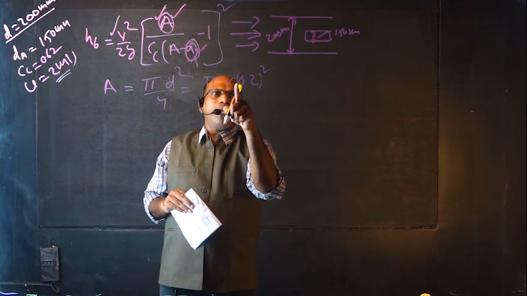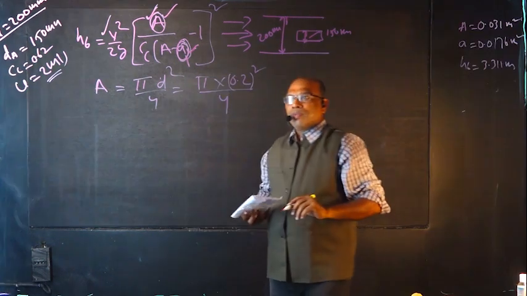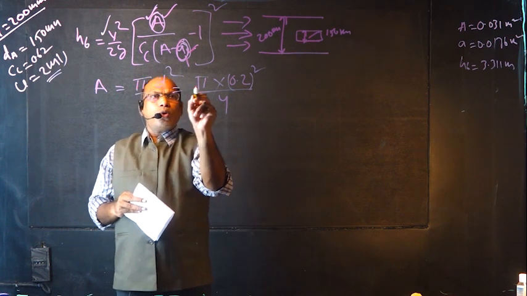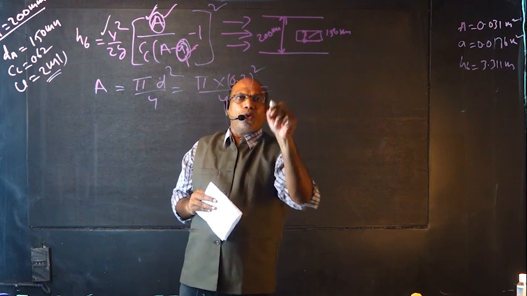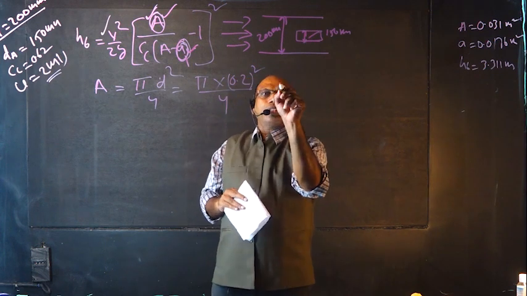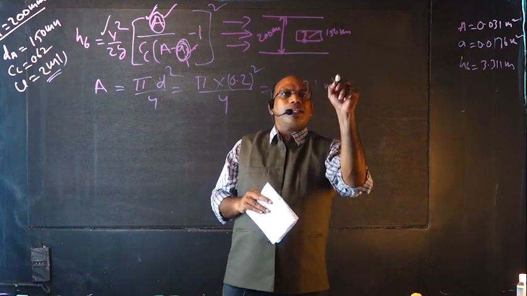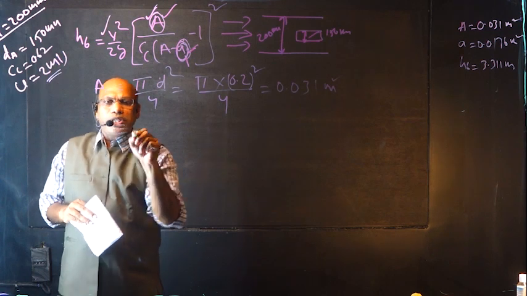d square, pi into 0.2 square divided by 4. The cross-sectional area of the pipe A is equal to pi d square by 4, that is pi into 0.2 meter square divided by 4, which is equal to a cross-sectional area of 0.031 meter square.